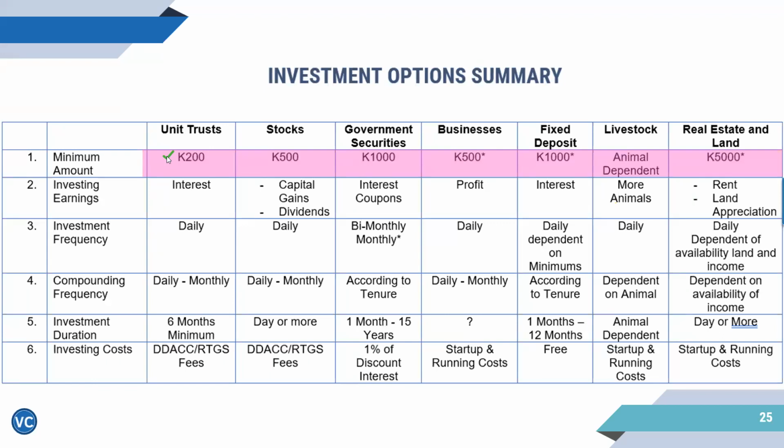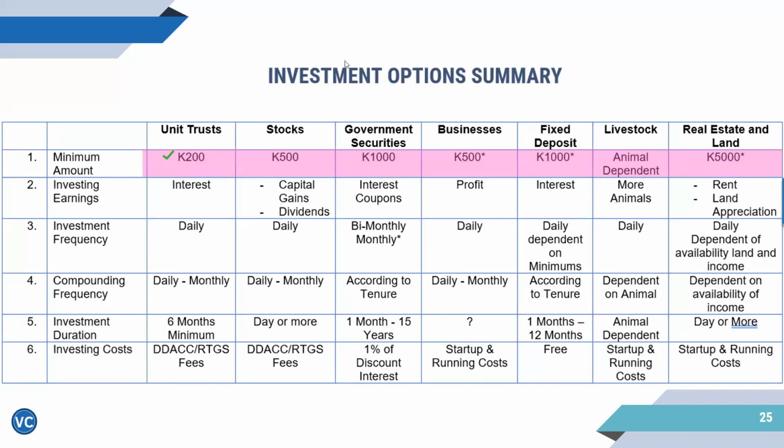Livestock, animal dependent. You can start with chickens, ducks, rabbits. Do we count dogs as livestock? I think dogs are not livestock, but cows and the like. Real estate, I just put 5,000, depending whether or not you find cheap land in the bush or God knows where.